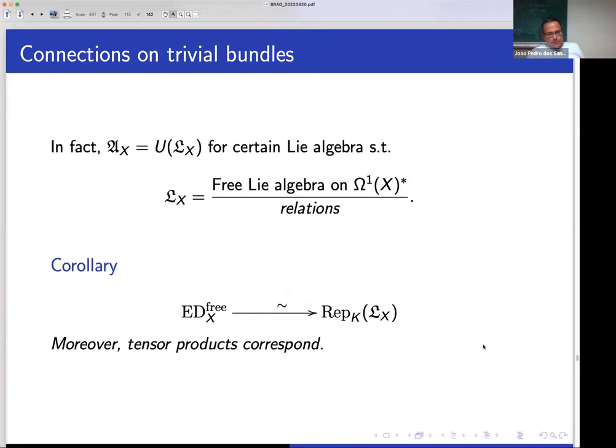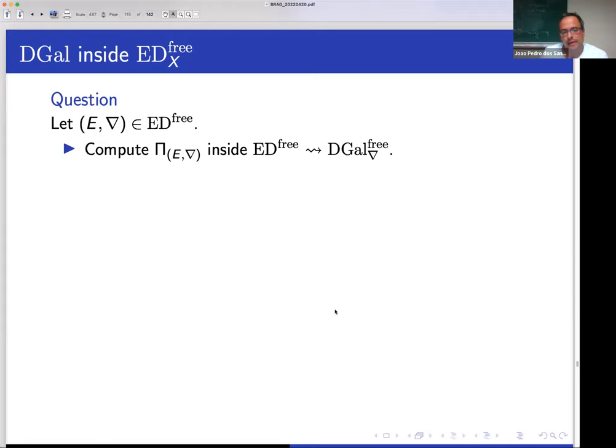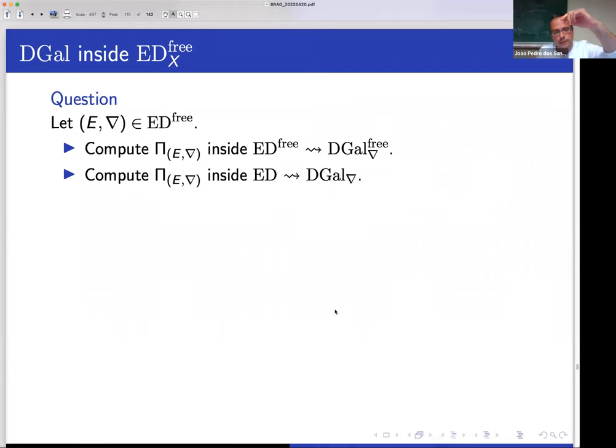And now I give myself the following problem: how do I compute Galois groups in this situation? Remember, this is my objective. I want to compute Galois groups. I have this E in the category of free vector bundles, and I can compute the differential Galois group, I mean the Galois Tannaka group, in the category of free. I'm looking inside a small category and I compute the differential Galois group in there. And I can compute this group inside a bigger category, inside of ED. One is related to the other, and the question is, what is their relation?